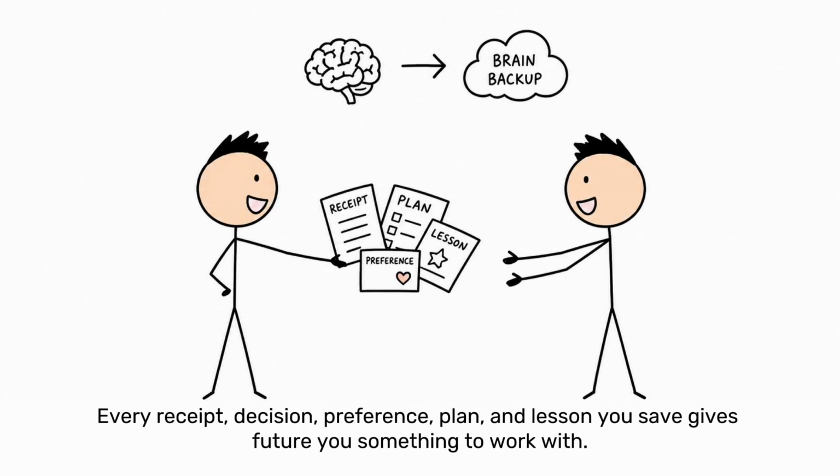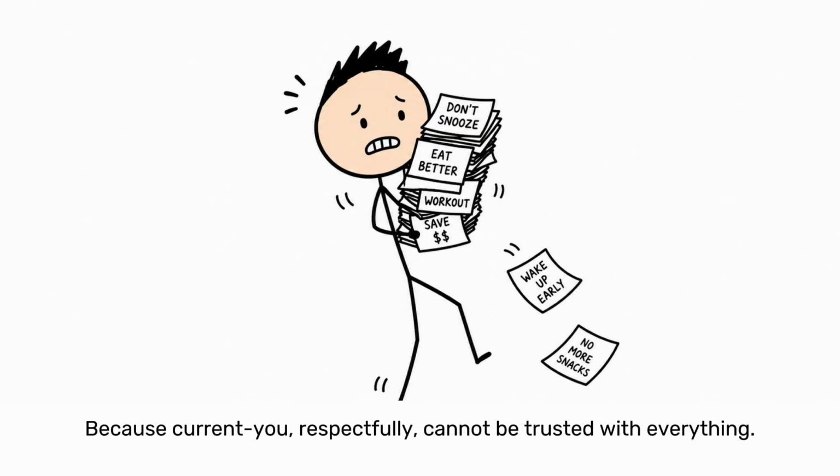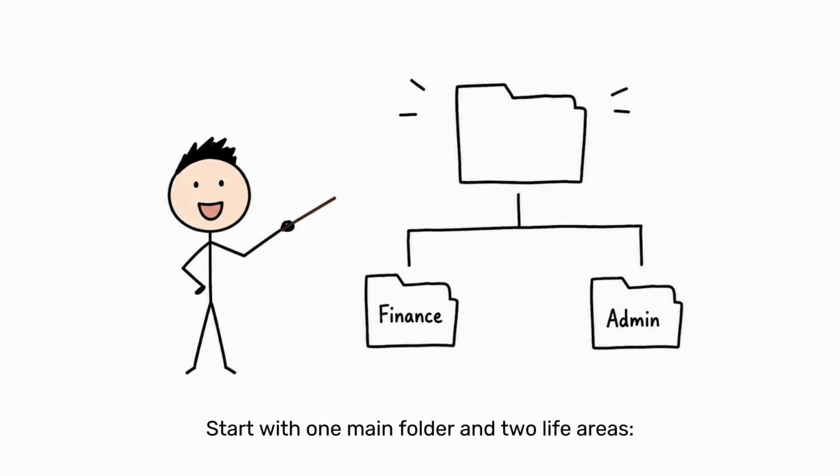Every receipt, decision, preference, plan, and lesson you save gives future you something to work with. It is like giving future you a brain backup. Because current you, respectfully, cannot be trusted with everything. So if AI still feels random, try giving it a place to remember things. Start with 1 main folder, and 2 life areas, Personal Finance and Life Admin.